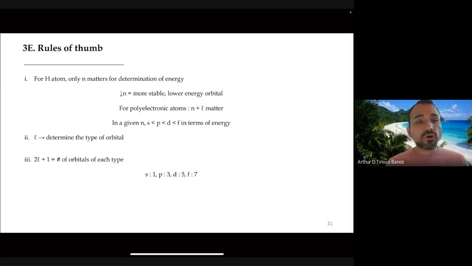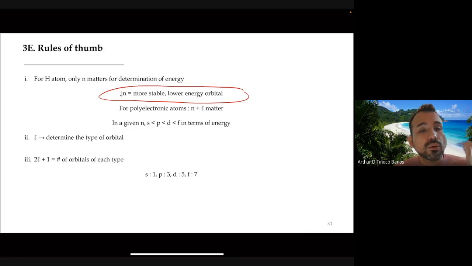All right, so overall rules of thumb for everything that we've discussed today. For the hydrogen atom, only the value of n matters for the determination of energy. So, as we are well aware, the lower the value of n, the lower the energy of the orbital, the more stable it is. The reason for that greater stability is because there's a stronger attraction between that electron and the positively charged nucleus. But then, for all other atoms, specifically when we're focusing on polyelectronic atoms, then the summation of n plus l matters.